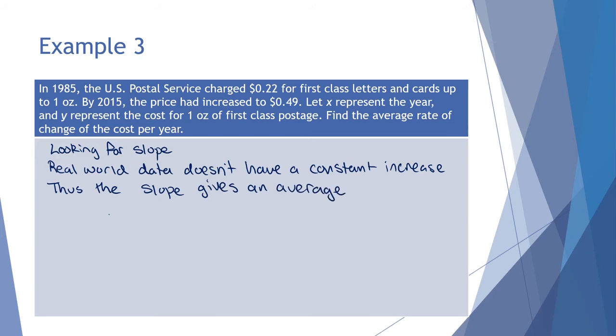So what that means is sometimes it might decrease or might increase less than the slope. It might be bigger than the slope, but on average, that's what it's going to be.